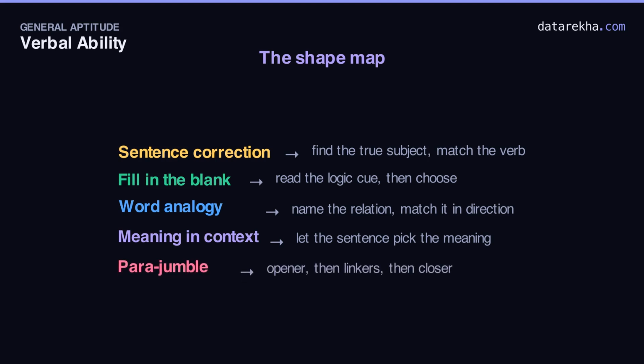Parajumble. Find the opener, follow the linkers, and end on the closer. Inference. Take only what the text says or clearly implies. Never upgrade the language, never add your own beliefs. Hold these 6 lines, and verbal ability turns from a guessing game into a set of clean, rule-driven choices.